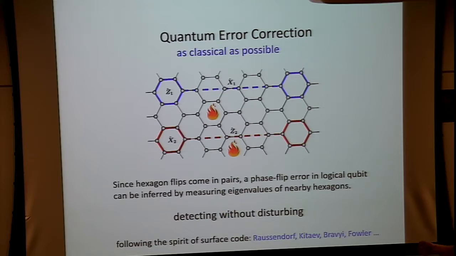So this is basically a very general idea, and in the case of the surface code, it was worked out in all details by Raussendorf. My understanding is that the superconducting qubit community is actually pursuing the surface code, like John Martinis, for quantum information processing, so it is the leading platform for error correction. This Majorana fermion surface code follows the same spirit.